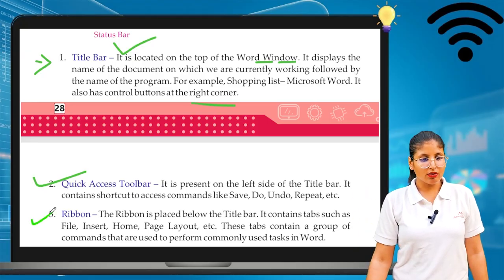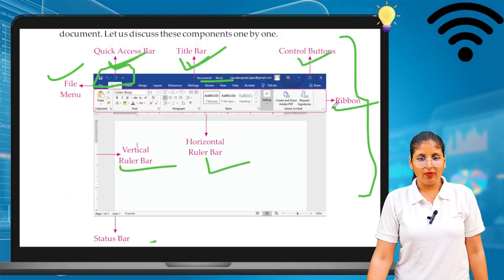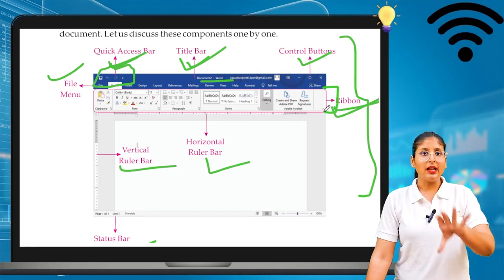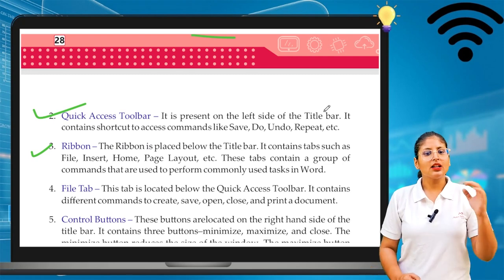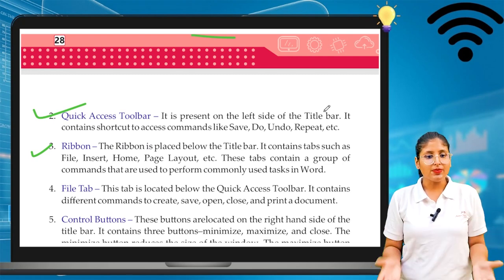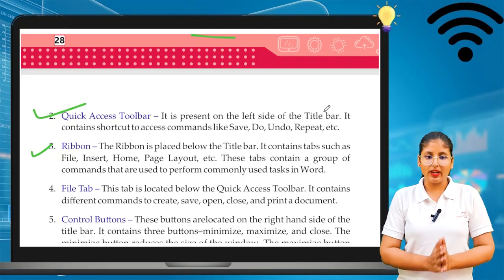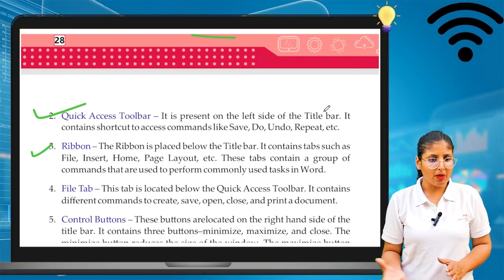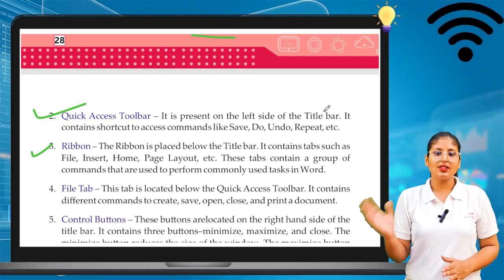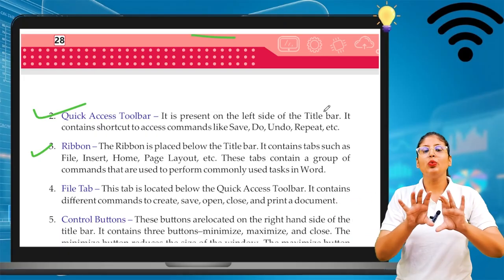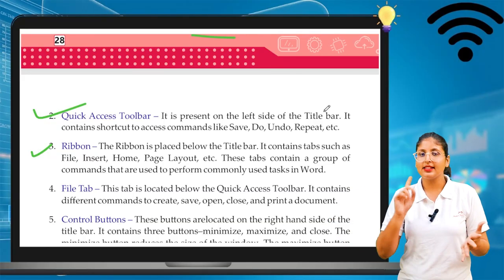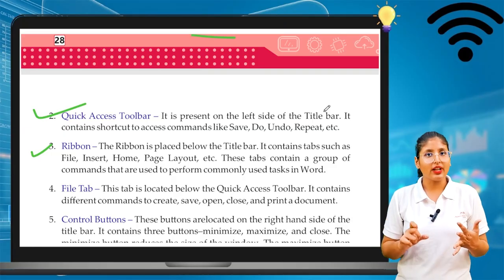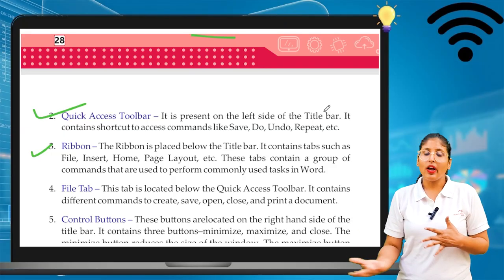Next, the ribbon is also there. What is that? Here we can see the ribbon. This part of the screen is known as the ribbon. It is the main part that has all the features of MS Word. The ribbon is placed below the title bar. It contains tabs such as File, Insert, Home, Page Layout, etc. These tabs contain groups of commands that are used to perform commonly used tasks in Word. So we can do all these things with the help of the ribbon. In the ribbon, we have color palettes. We can increase or decrease the size of the text, change the font of your text, everything we can do.